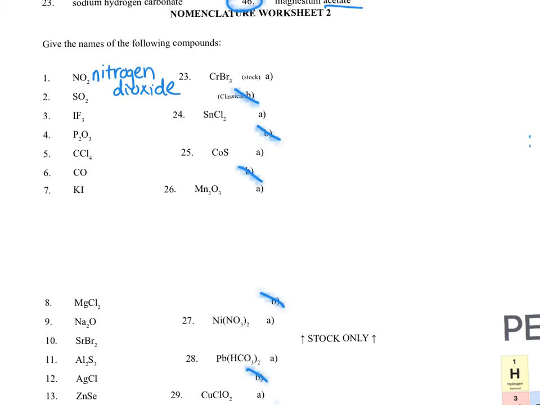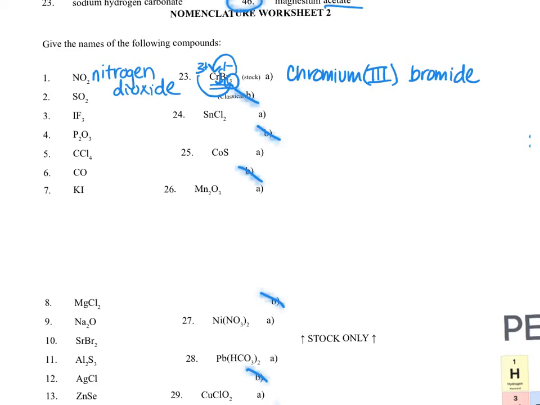Let me do 23 for you. Cr stands for chromium. I'm not going to do the Roman numerals just yet, I'll leave a little placeholder for it. And Br is bromine. Drop the ending and add IDE, so I have bromide. Notice I have 3 of them. That means that chromium has a 3+ charge because bromide is a 1- charge. Remember, when I'm balancing the charges, I switch the charges to the subscript, and that's where I get the 3.